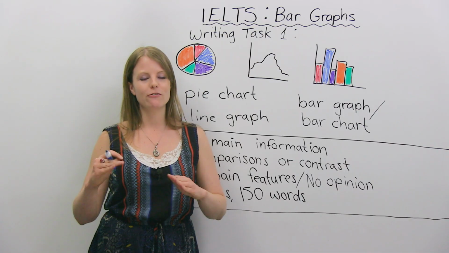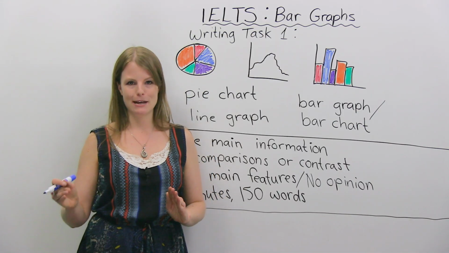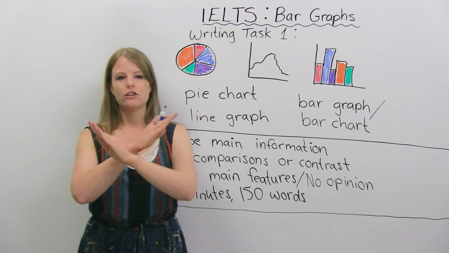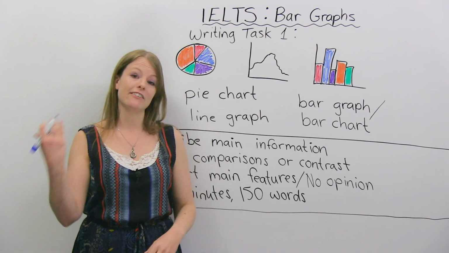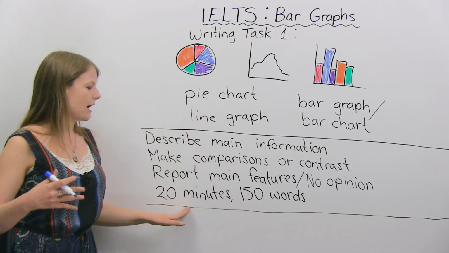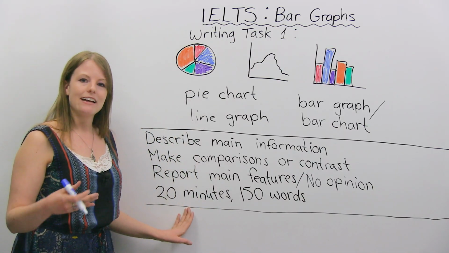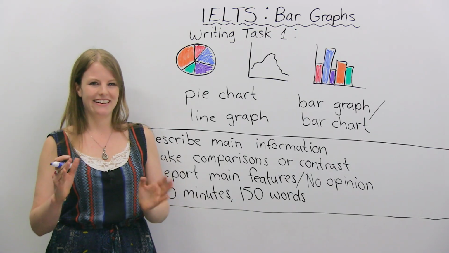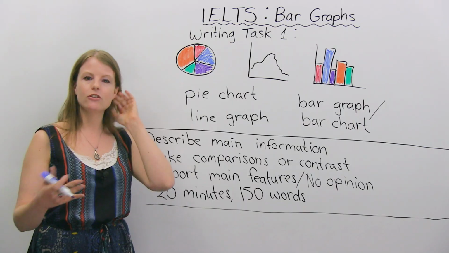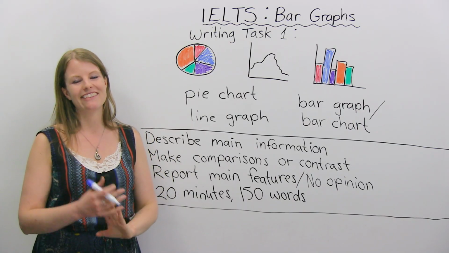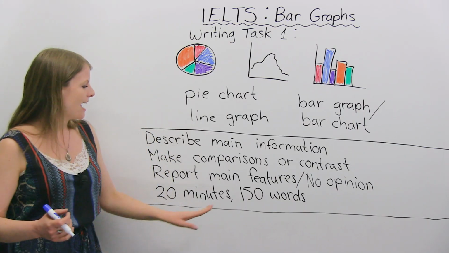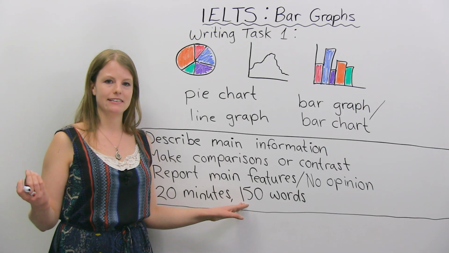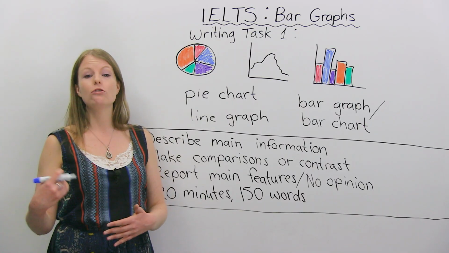So you should not write the words I think or in my opinion. You'll actually lose marks for this. So in Task 1, no opinion, that's for Task 2. Okay, so for something like this, and we will look at an example question, you have about 20 minutes. You know, you're responsible for your timing, but something like this should take you about 20 minutes. And you need to write at least 150 words. If you write less, you lose marks.